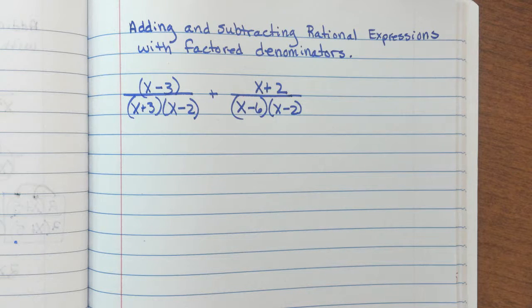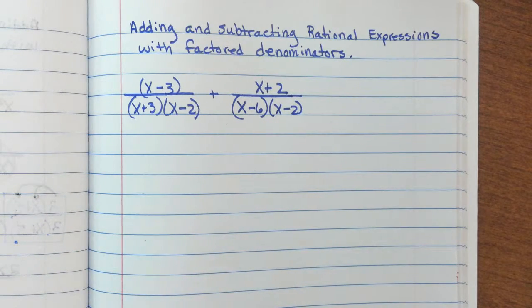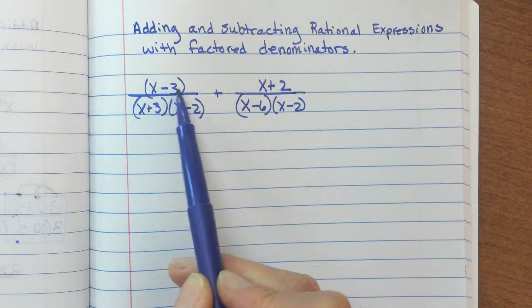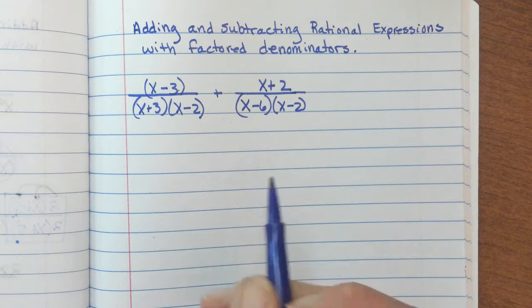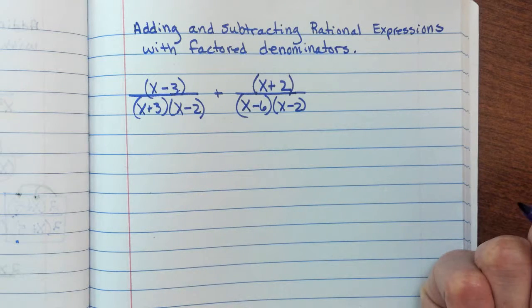This video is perhaps a little easier than the previous one because we need to recognize that our denominators have already been factored for us. When I was copying this down, I got ahead of myself and I already put the parentheses in the numerator. So you always want to get in the habit of putting those parentheses in the numerator.